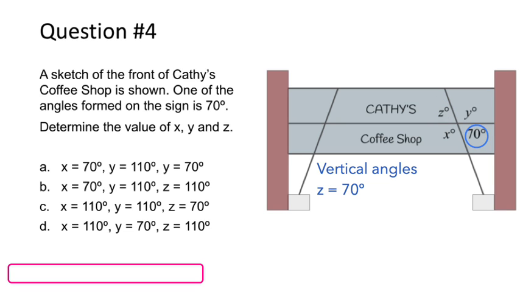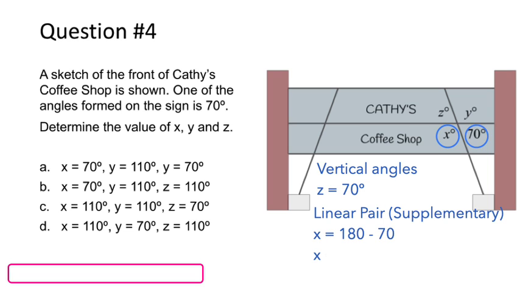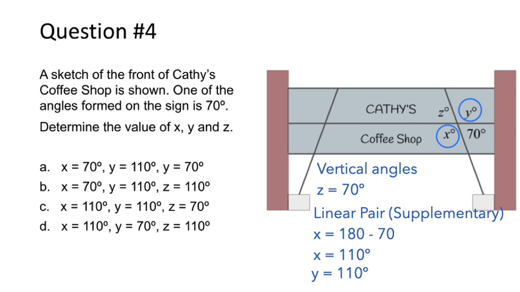Next thing I would look at is right next to the 70 degree angle, there's X. These 2 angles form a linear pair. They're supplementary. And the value of X is going to be 180 minus 70, or 110 degrees. Finally, I can look at the angle straight across from X, which is Y. It's 110 degrees because X and Y form vertical angles. They are congruent. So the correct answer then for this problem is option C.